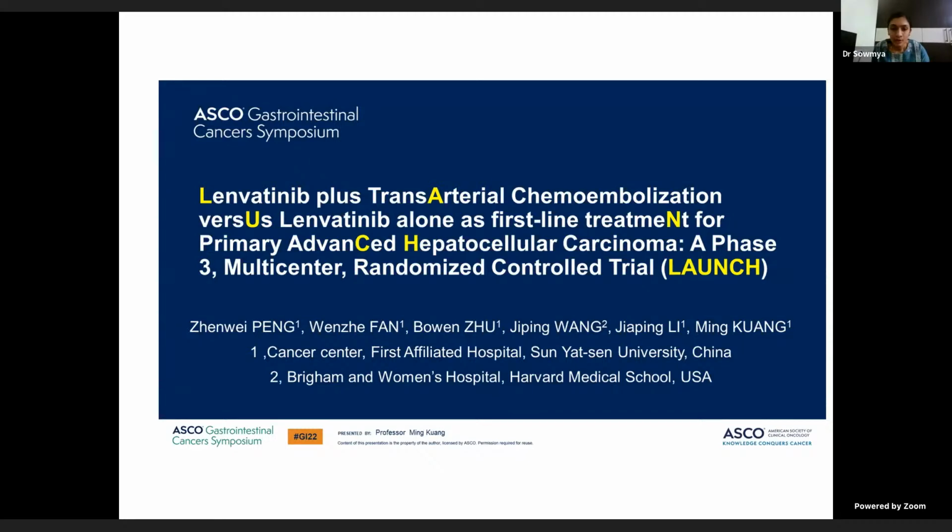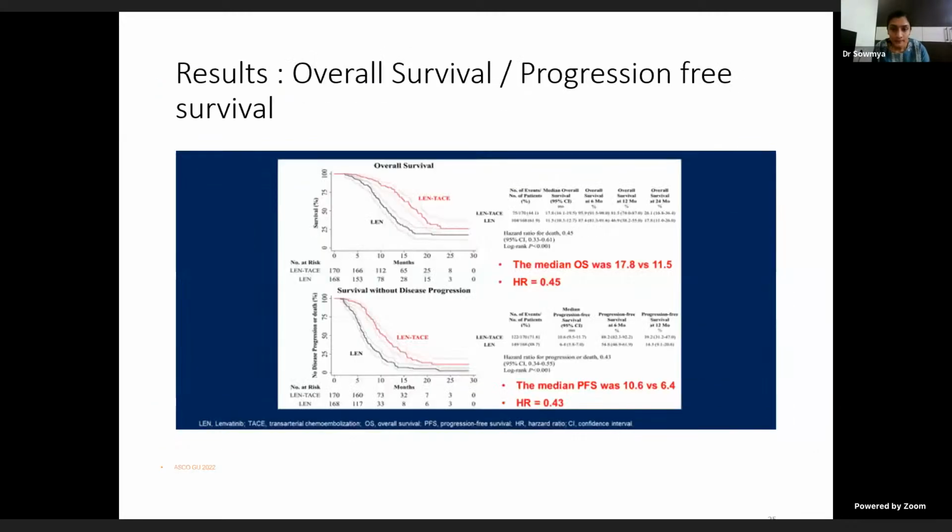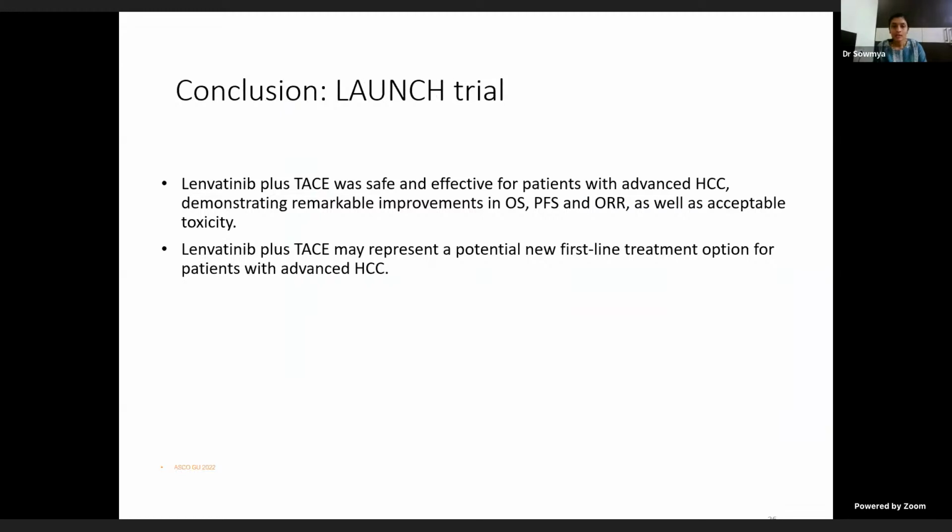And next, coming to the LAUNCH trial, where a TKI is compared with transarterial chemoembolization, which has also been discussed in this meeting earlier. This concluded that lenvatinib plus TACE was much safer and more effective for patients with advanced HCC, demonstrating remarkable improvements in overall survival, progression-free survival, and ORR, as well as acceptable toxicity. Lenvatinib plus TACE may represent a potential new frontline treatment option for patients with advanced HCC.